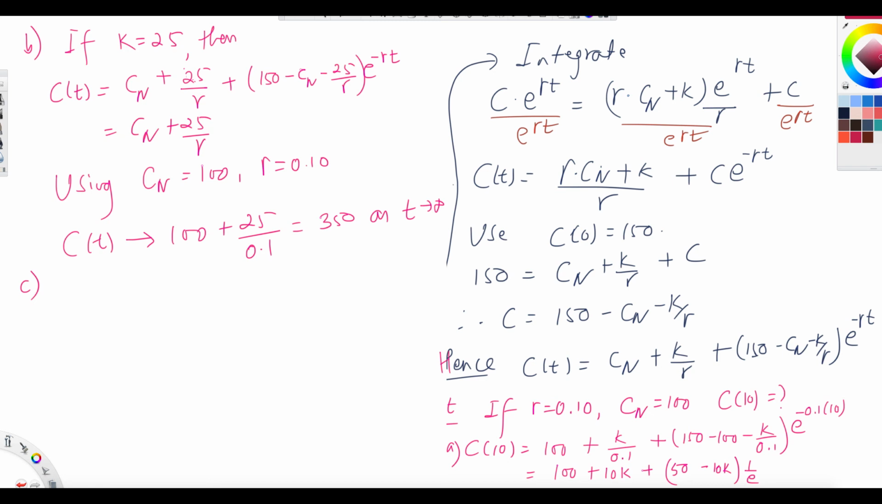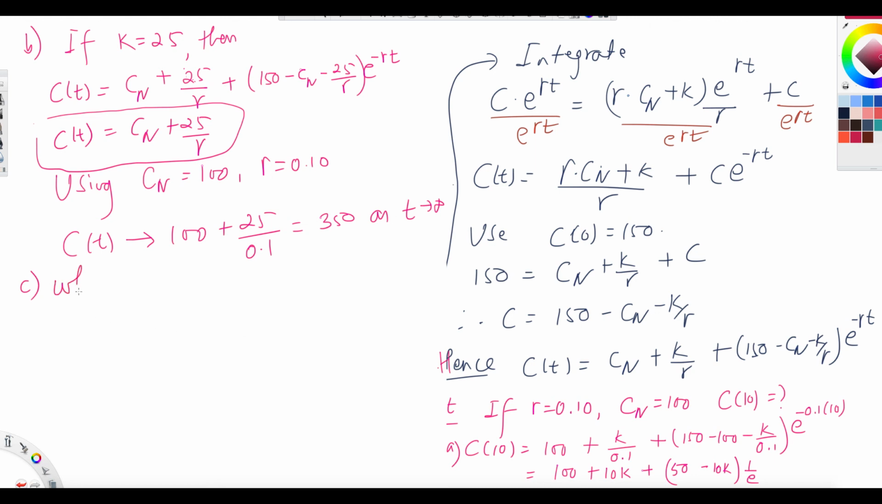Let us do part C. Suppose this person starts a low cholesterol diet. What must the value of k be so that the long-term cholesterol level is 180? This is the formula for long-term cholesterol, meaning when t tends to infinity. So what must be the value of k? Let me use this equation.